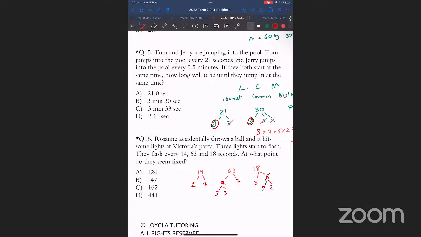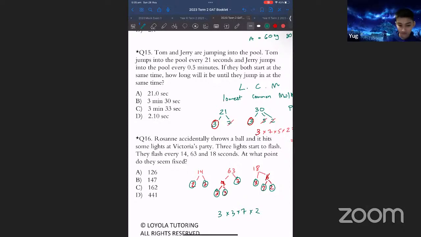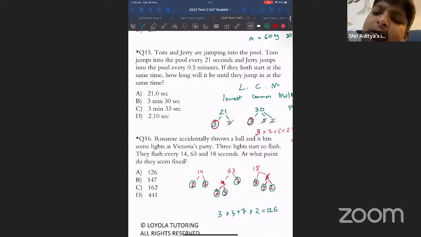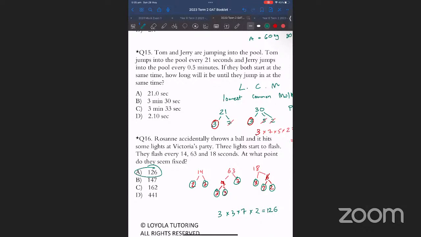3 and 2. All right, so let's do that again. So what are the common ones that we have? We have 3 and 3 is common, included once. 7 and 7, we included once. 2 and 2, we included once. So we've included all of them once. So what's 3 times 3? 9. 9 times 7? 63. 63 times 2? 126. And that's why the answer is A.